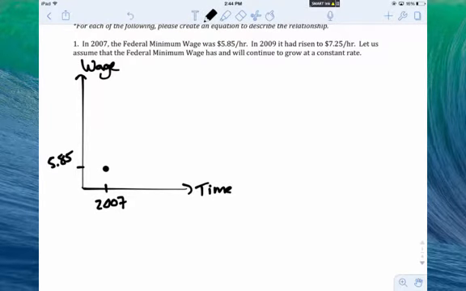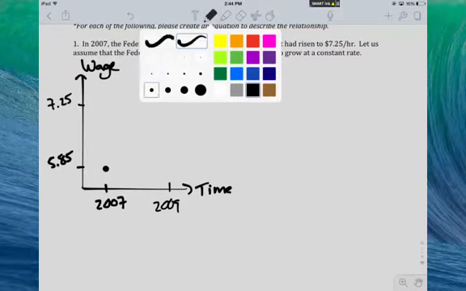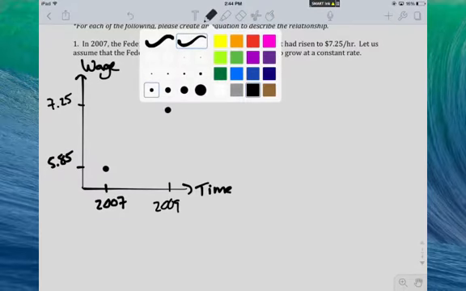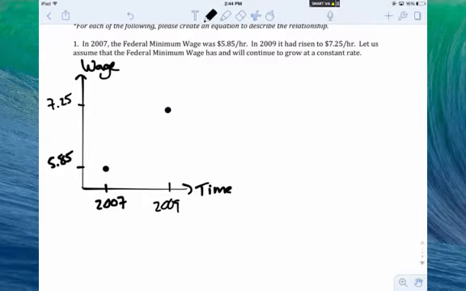In the year 2009, we can see that the minimum wage had risen to $7.25 an hour. And so if we were to draw a sketch of this graph, it would definitely have that point as well. And so my question is, how quickly was the minimum wage growing? And to do that, I'm also going to use a quick table of values.